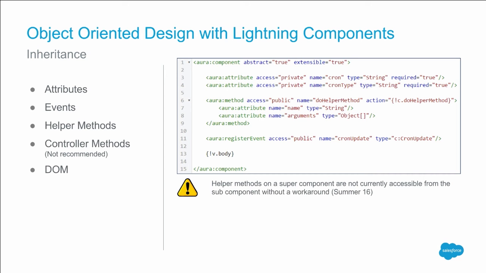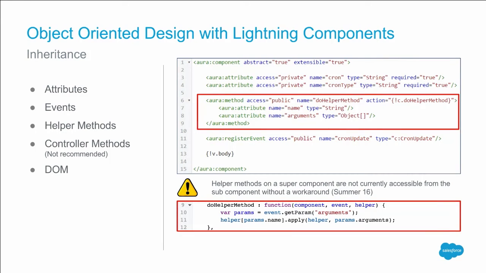So what is the solution for that? Because there is a workaround. And the workaround is as follows. So on my supercomponent, in this case, cron, I've basically defined a method called doHelperMethod. This takes two arguments, in this case, name, and then the arguments that I want to pass to that helper method.